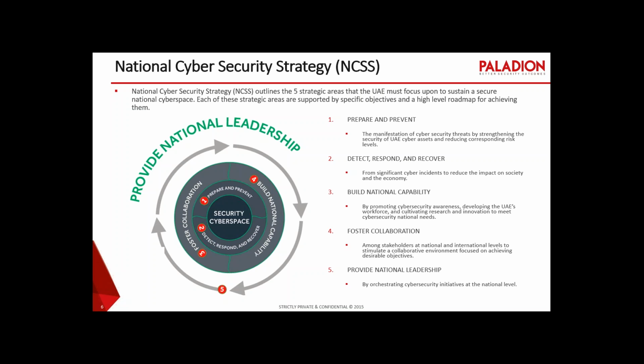The second strategic area that NESA talks about is building sufficient capabilities in terms of detecting, responding, and recovering from cyber incidents.